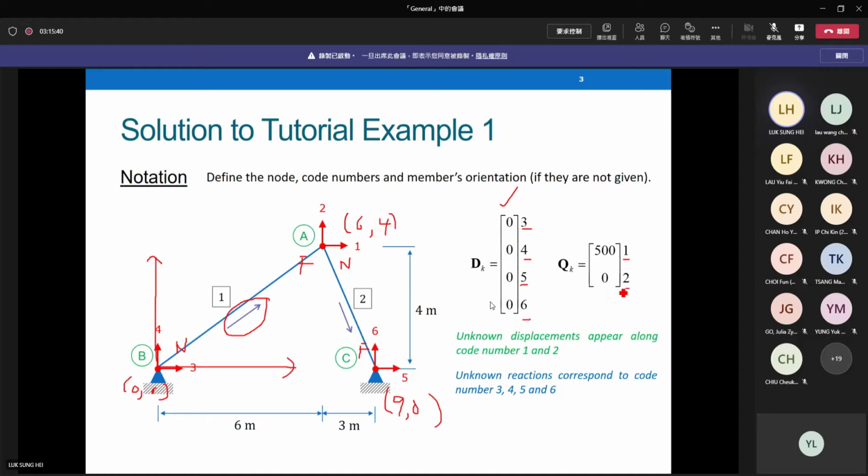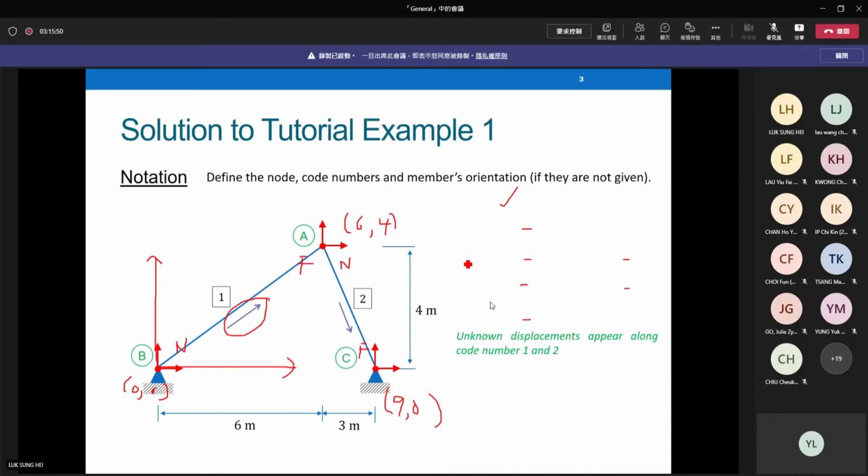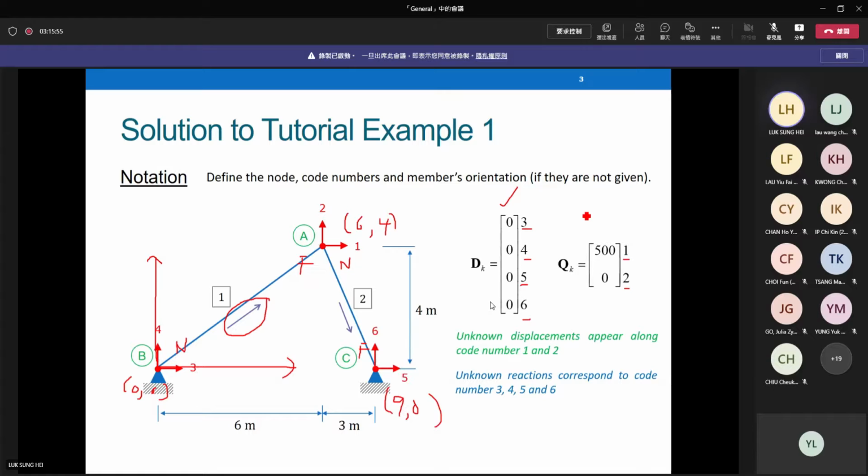Q1 is 500, because this structure undergoes a horizontal force along the horizontal direction. The horizontal direction is number 1. So q1 is 500, q2 is 0. Q3, Q4, Q5, Q6 are reactions, unknown. Unknown reactions we group into QU, according to the previous symbol.